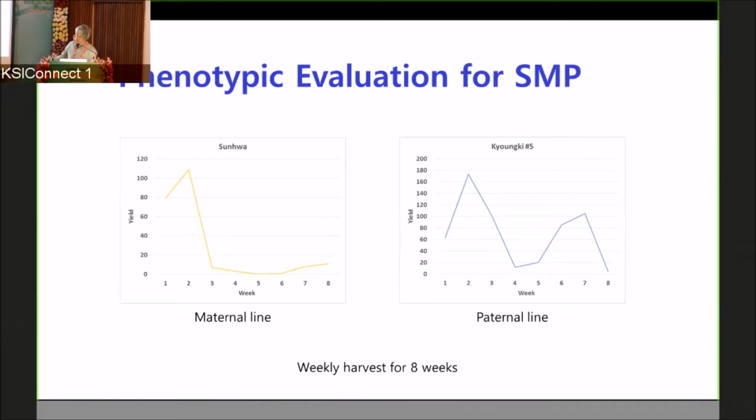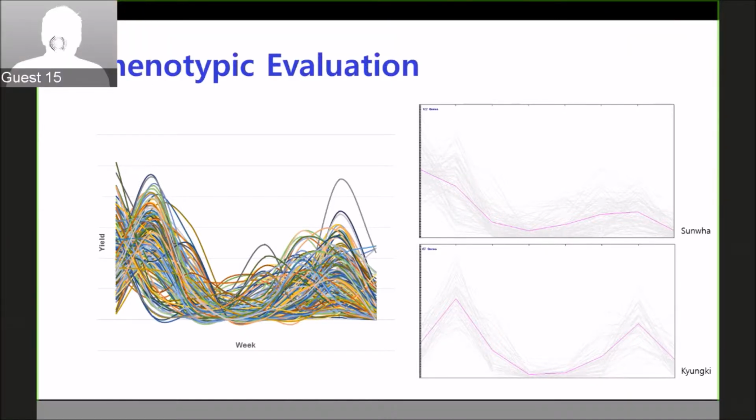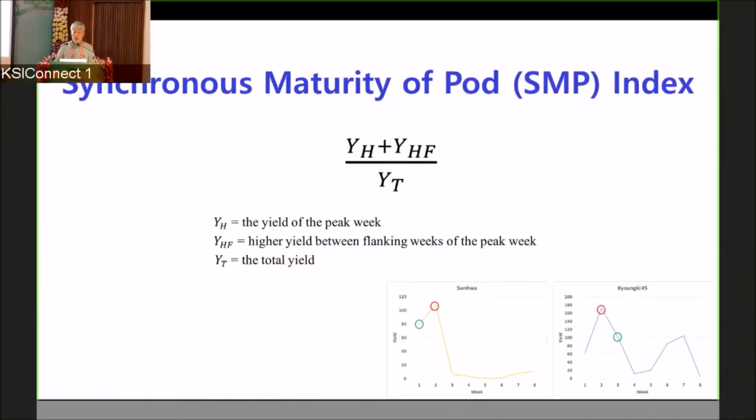And we checked all the progeny lines by harvesting some pods every week, 8 times. Then we used that data to estimate parameters. But this experiment was conducted at different times by different persons. We used different parameters to see the synchronous maturity of pods.